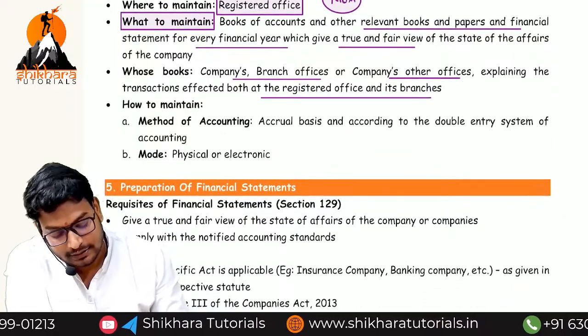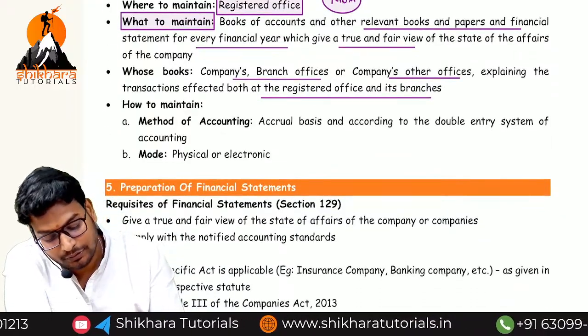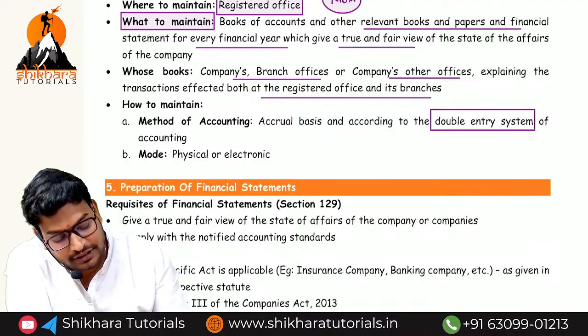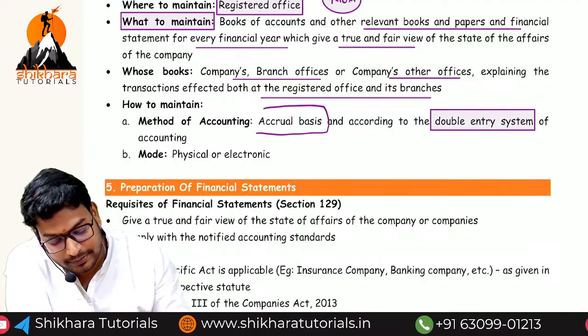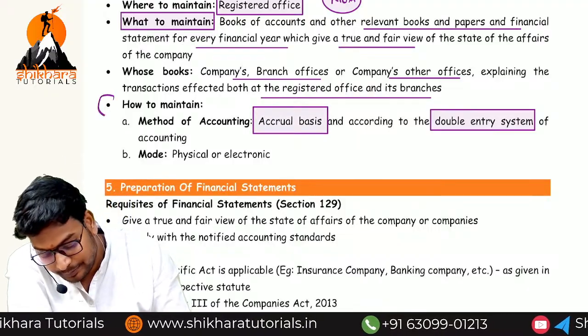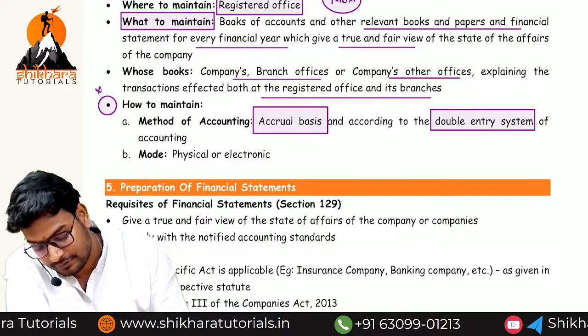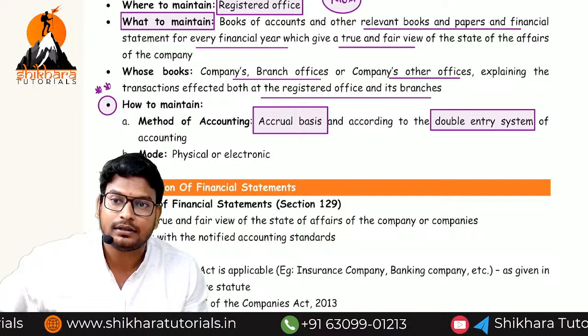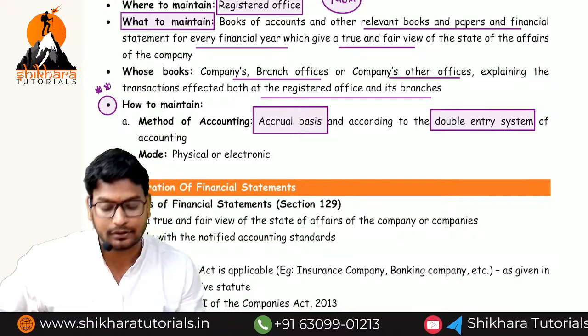So which method do we have to follow? You know already. The double entry system we have to follow, based on the accrual basis. This is the main important point they will ask in the examination. In which method do we have to follow? The double entry system of accrual method.